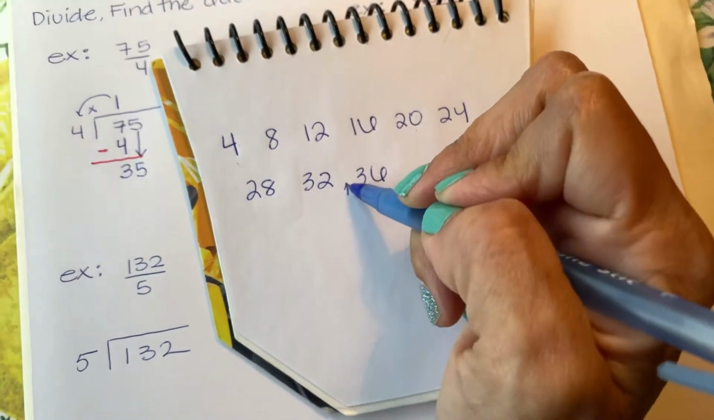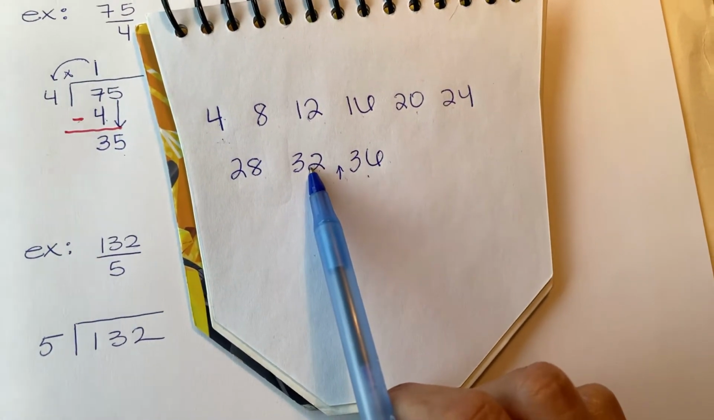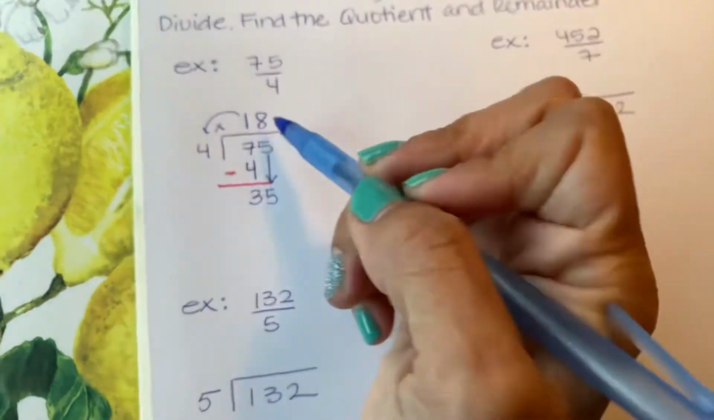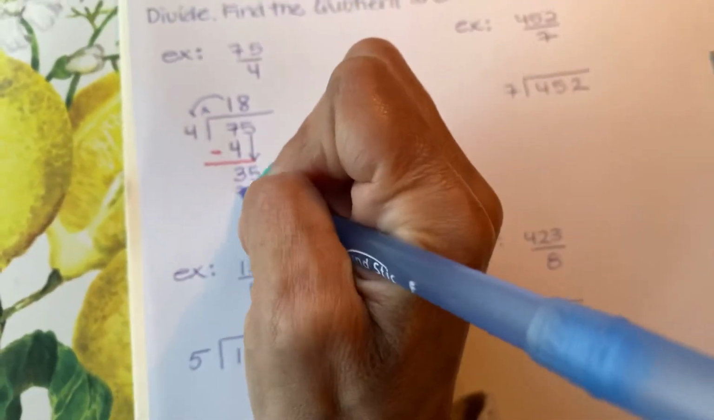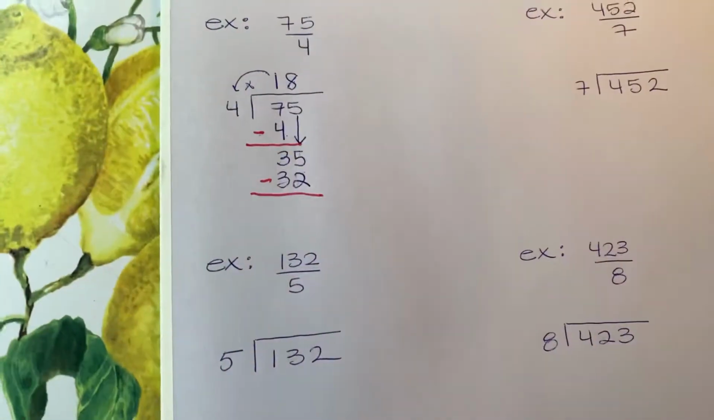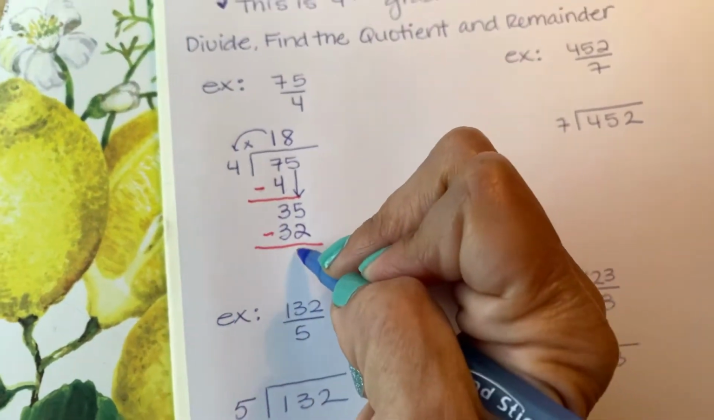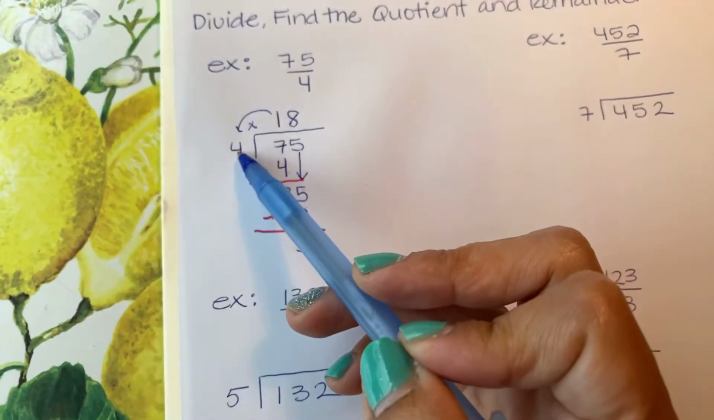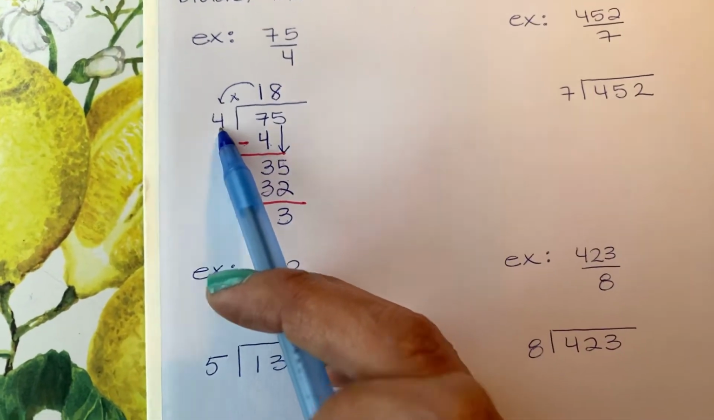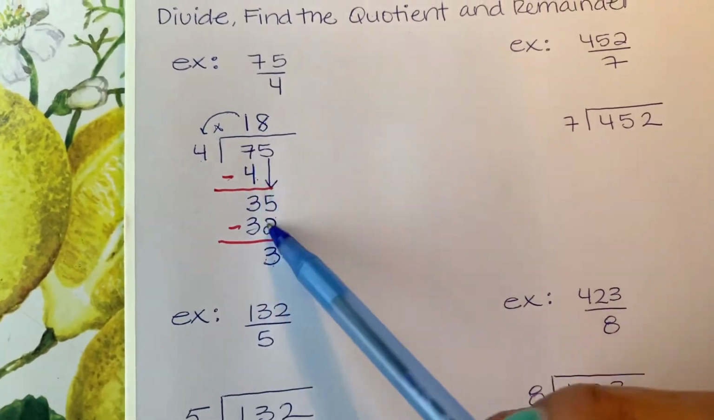35 is right in here. Remember, you cannot surpass it, but you can go below it. So that's 32, which is 4 times 8. So 8 times 4 gives me 32. Now we subtract vertically downward. What's 35 minus 32? 3. And 3 is less than 4, so I did that right. If your remainder comes out larger than your divisor, you did something wrong and you need to go back.